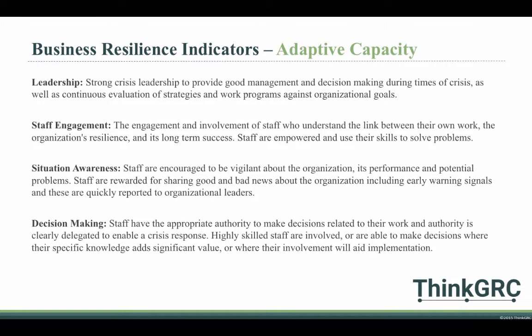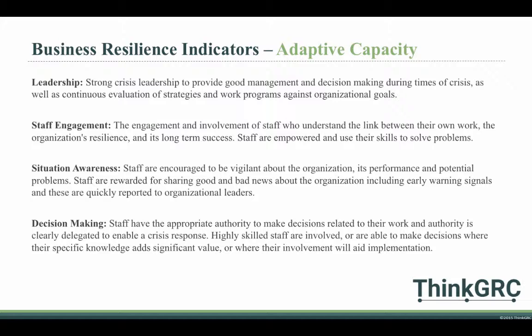On this slide, we begin with defining and describing the 9 resiliency indicators which make up the adaptive capacity category. To reiterate, planning along with adaptive capacity are the highest levels of business resilience. How a business plans or adapts are factors which determine its overall business resilience.